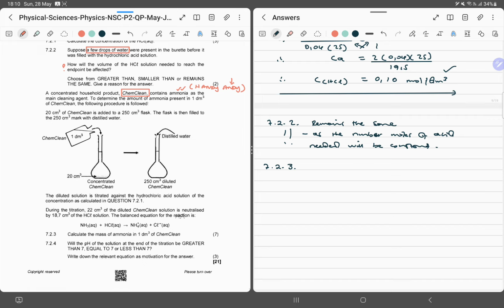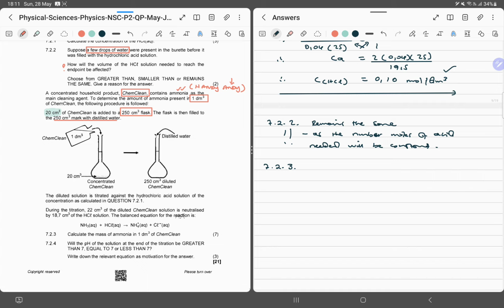Anyway, so as the main cleaning agent, fine, to determine the amount of ammonia present in a 1 decimeter cubed volume of clean, the following procedure was followed. 20 centimeter cubed of clean was added to a 250 centimeter cubed flask. Okay, so we're actually diluting this thing. The flask is then filled to the 250 centimeter cubed mark with distilled water.